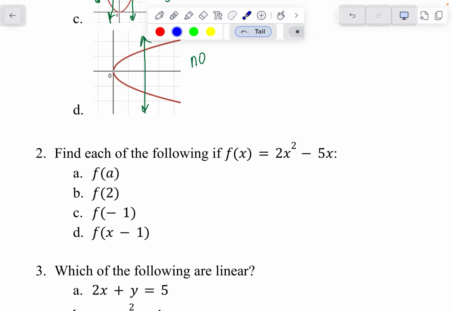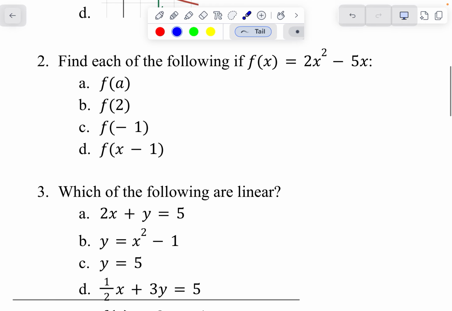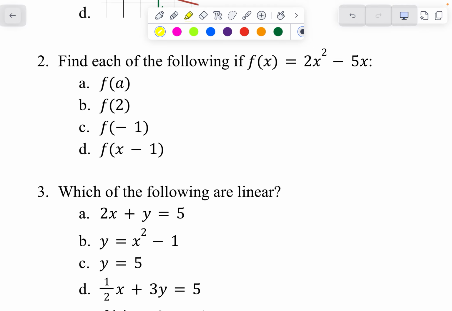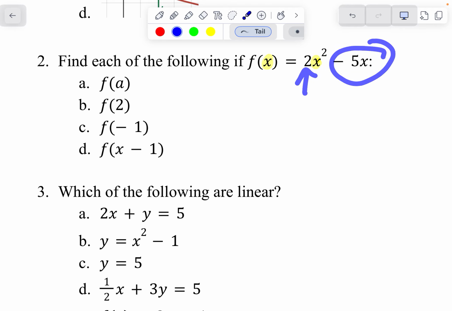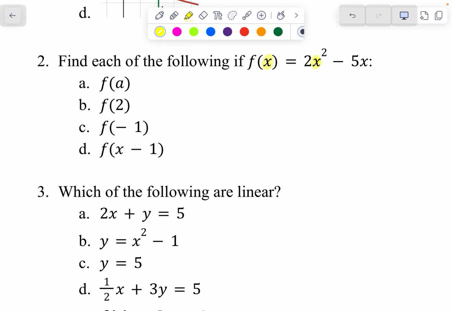Now let's practice plugging into a function. So now let's look at 2. Now let's look at what we've got here. We've got this function of x that anytime we plug in an x, we're going to have to do whatever we plug in. We're going to square it first, following order of operations. Then we will multiply by 2. Then we will subtract whatever -5 times that x value is. So this is your input. That 2x squared minus 5x is your output.